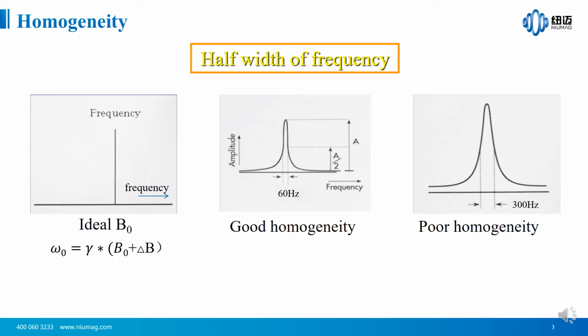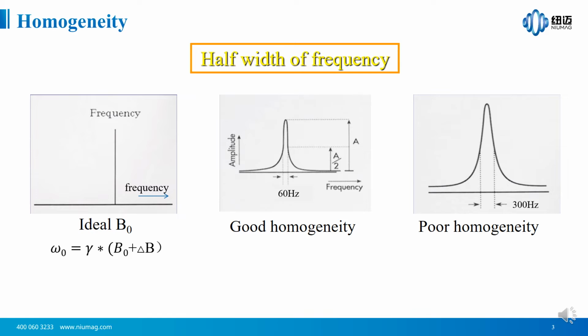then the FID signal contains a single frequency, omega 0 equals gamma multiplied by B0. The Fourier transform should be followed by a spectrum of a single frequency. It should be a straight line perpendicular to the horizontal axis, which is the ideal case.